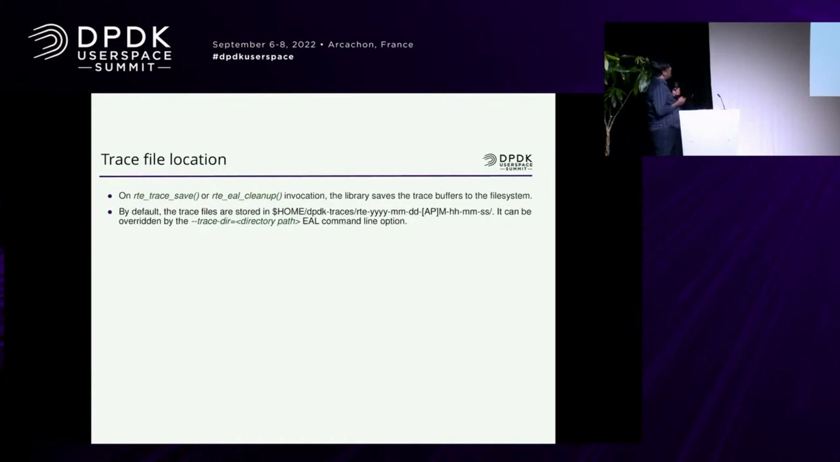And this is about where the trace files are located, right? There are two means to save the trace buffers to the file system. One is that you can exclusively call rte_trace_save. Upon calling this API or upon calling rte_eal_cleanup, the trace buffers will be saved to the file system. By default, the files are stored in the home directory under the dpdk-traces directory. And this is named with the DPDK application name and the time at which it got created. And you can override this path by giving trace-dir as an EAL argument.